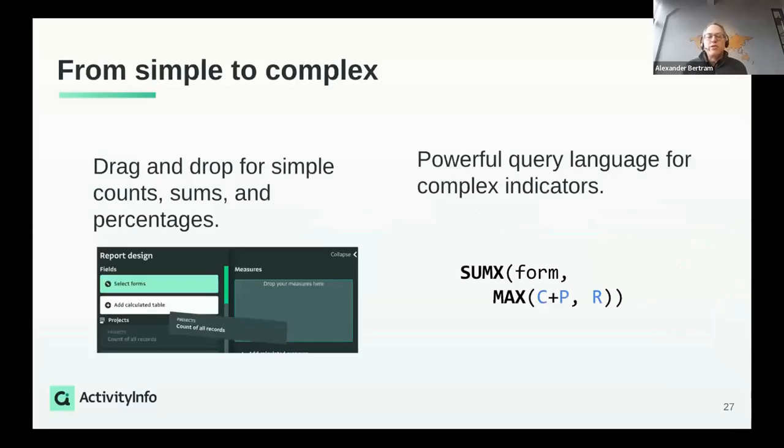Let me start with just our philosophy when it comes to analysis, which is that we believe that simple things should be simple, so easy to do, and that more complex things should always be possible. So, we make it really easy to just drag and drop if you need simple sums, counts, and percentages. We'll look at that in a second. But ActivityInfo also has a super powerful query language for complex indicators because we know that sometimes it just really is complex, especially if you're trying to avoid double counting from secondary data. Some of the rules might be quite challenging, but with ActivityInfo, it's all possible.